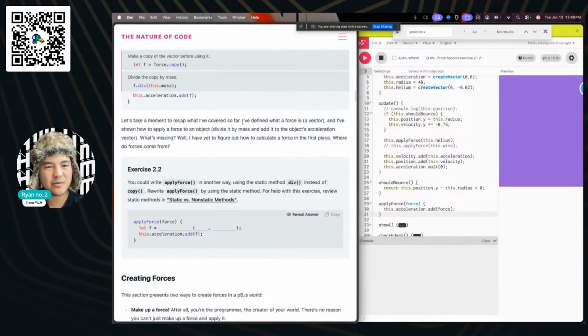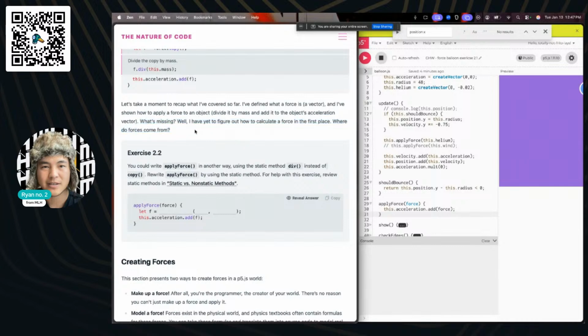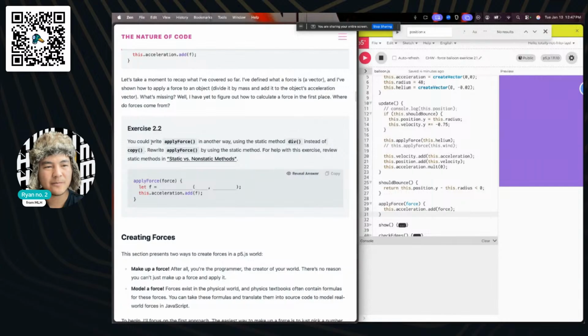Let's take a moment to recap what we've learned so far. We defined a force as a vector. We've shown how to apply the force to an object divided by mass, add it to the acceleration to, I guess, make it feel more weighty. This is the resistance that a stationary object applies. What is missing? We need to figure out how to calculate force in the first place. Where did the forces come from? We could write apply force in another way using the static method divide instead of copy. So then his recommendation is to rewrite apply force by using the static method.